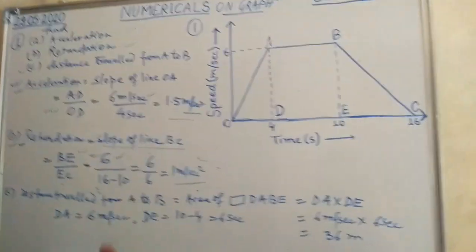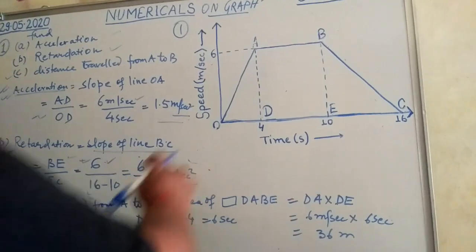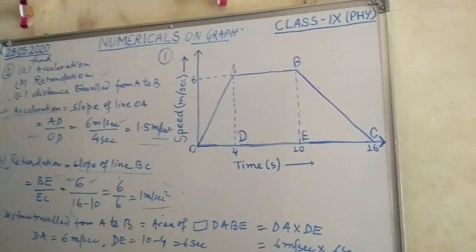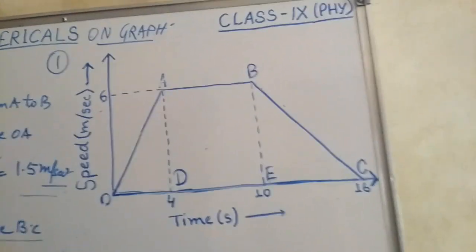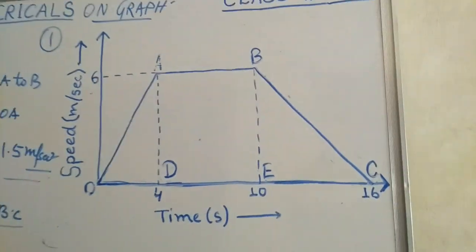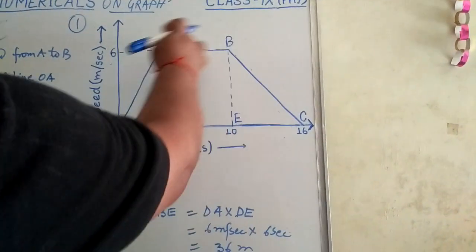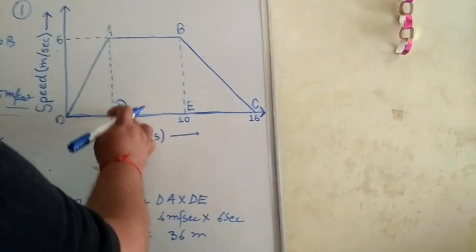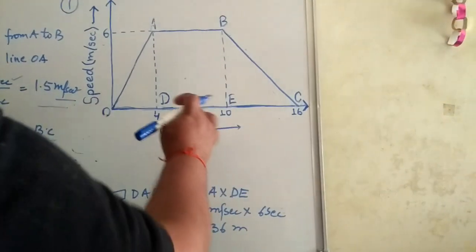Now we come to the third part of the question, in which we want to calculate the distance traveled from A to B. We have already told in the previous class that in a speed-time graph, whenever we want to calculate distance, we explore the enclosed figure inside the data. So we see that AB finally constructs a closed figure that is like a rectangle ABED.